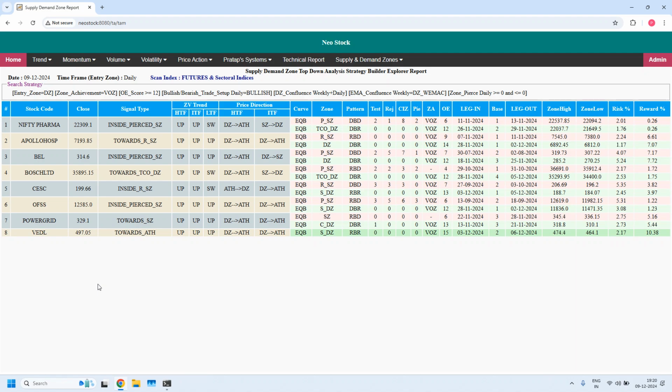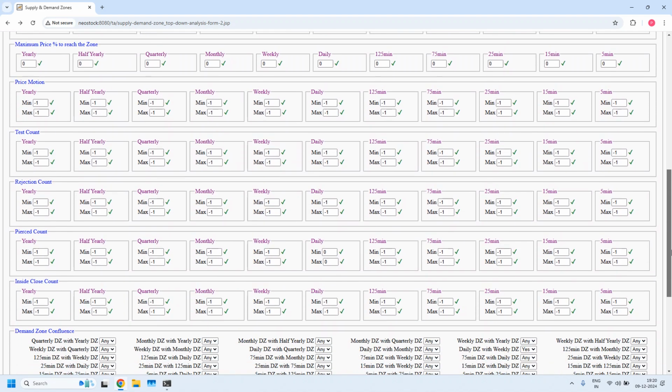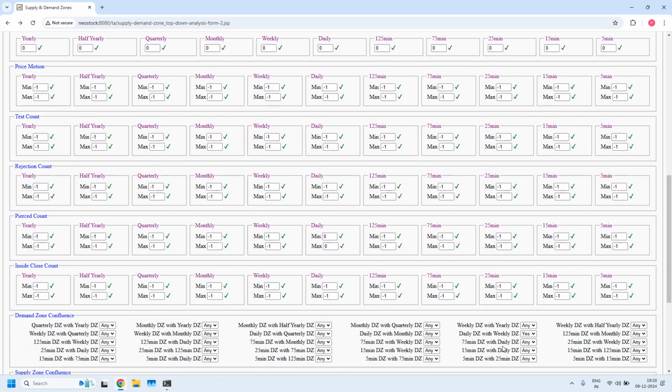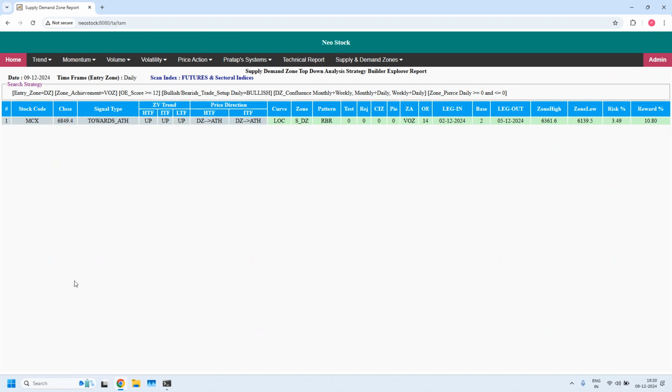Okay, next let us look for LTF, ITF and HTF demand zone confluence. I am removing the EMA filter. LTF, ITF, HTF, that is daily, weekly, monthly demand zone confluence. First filter is already enabled. Next, daily demand zone with monthly demand zone confluence, and weekly demand zone with monthly demand zone confluence. With all the 3 filters, LTF, ITF, HTF confluence, we got only 1 stock.